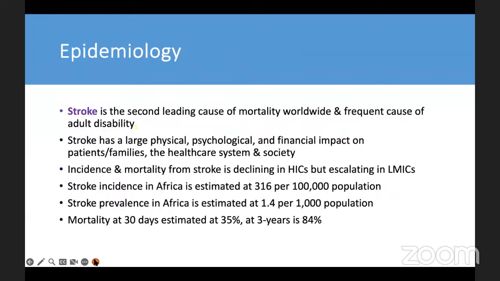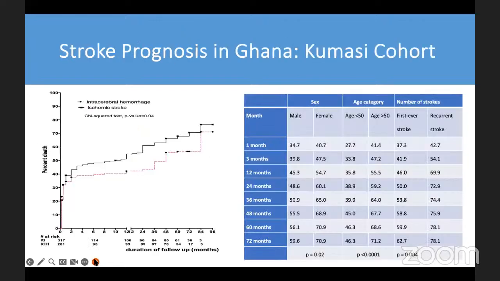So, epidemiology of stroke: leading cause of mortality worldwide, adult disability, huge burden. Africa, as usual, everything we top it. So Africa incidence is very high. Mortality rate is 35%. 3-year mortality is 84%. So stroke mortality is quite high in our part of the world. So it's important that we upgrade ourselves in terms of our knowledge base of stroke so that we can improve the outcome, because stroke is everywhere. And we can't just wait for specialists and consultants in neurology to treat stroke. Everybody has to get hands on deck for us to be able to manage stroke.